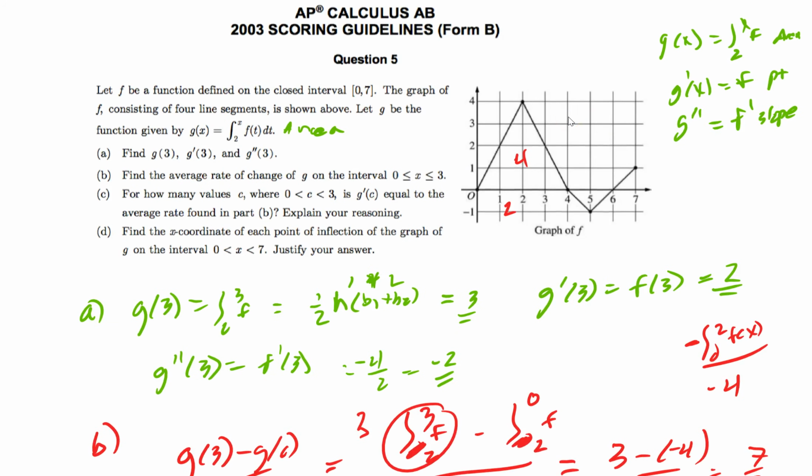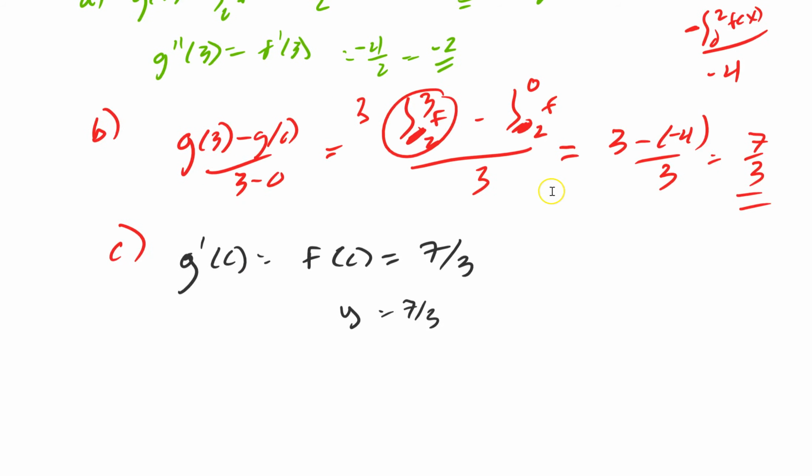7/3 is like 2 point something. Draw a line, hopefully a straight line. So it happens at 2 spots. To explain my reasoning, I'd probably show the picture and say, hey, it's essentially where f of c equals 7/3 and that happens at 2 spots. That should suffice.